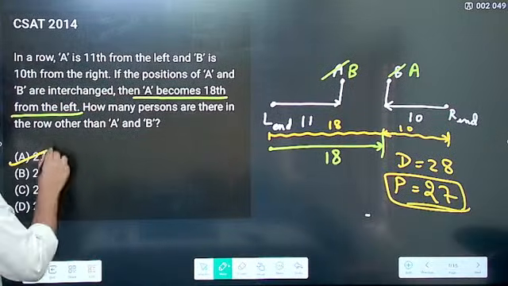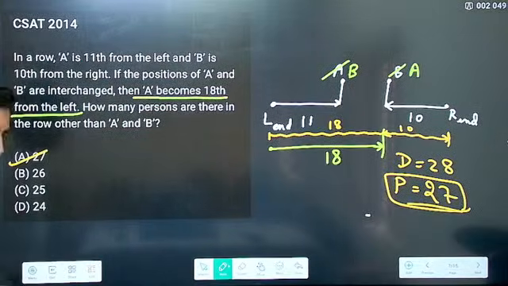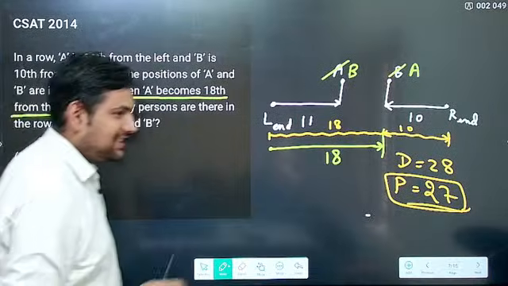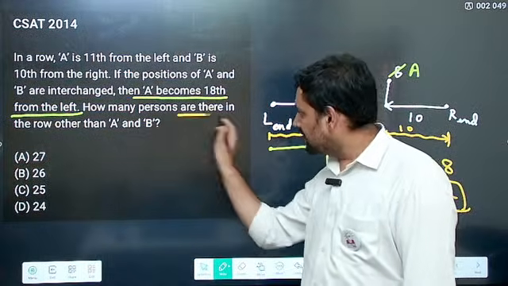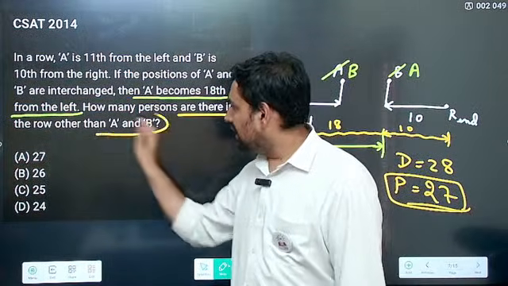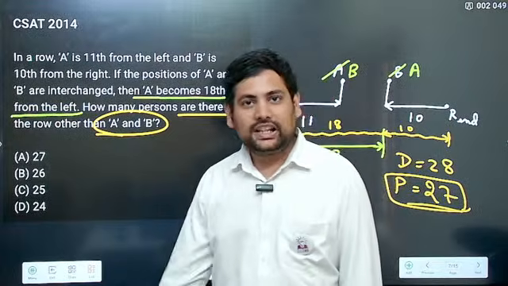Now, some people will immediately tick 27, but this would be wrong. UPSC just played a little trick here. What they said is: how many persons are there in the row other than A and B? Other than A and B.